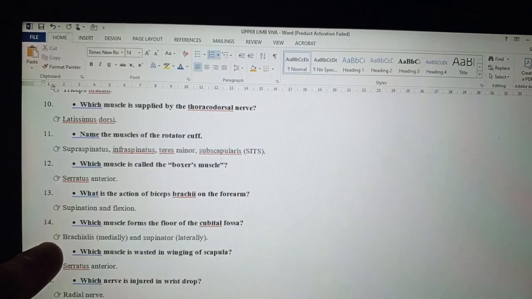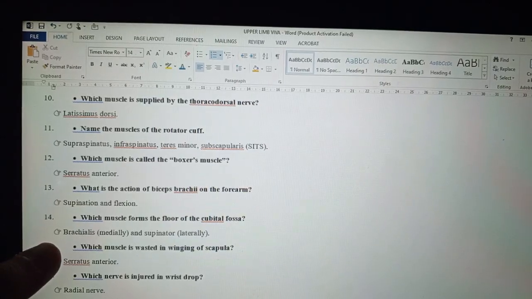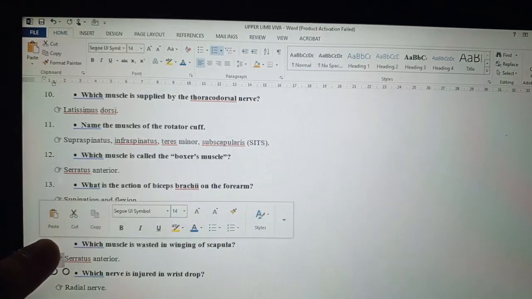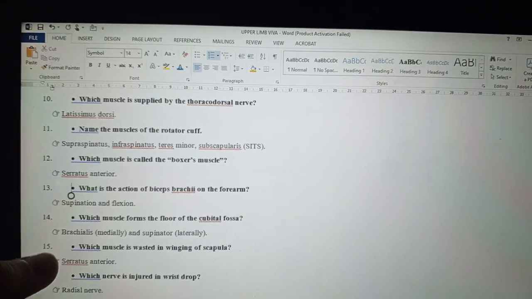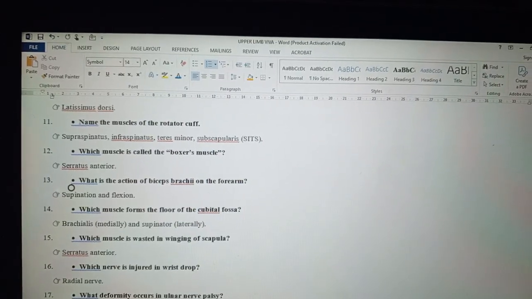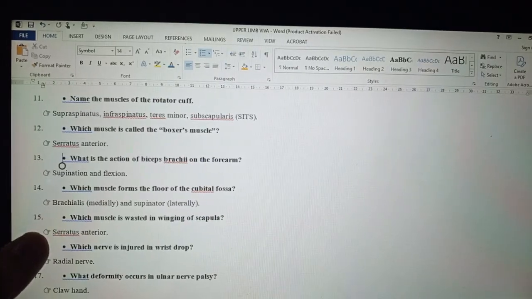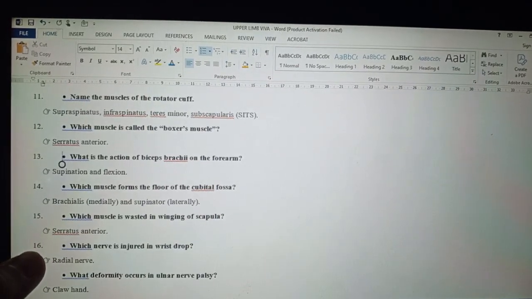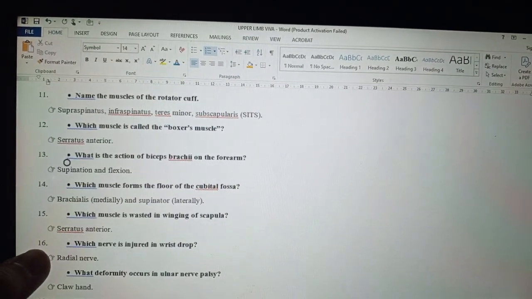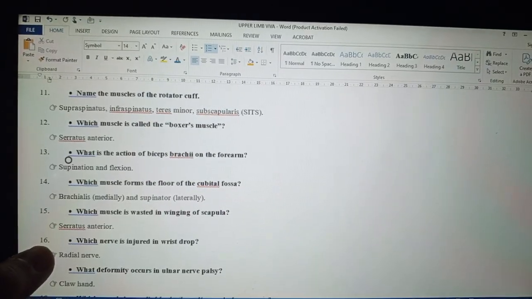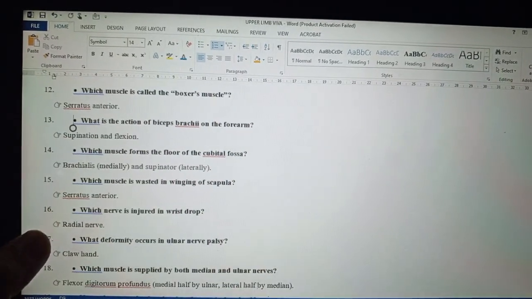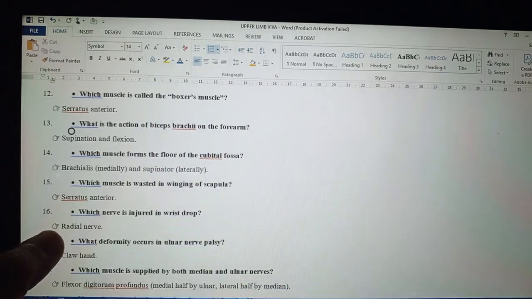Serratus anterior. And pectoralis major is like a jacket muscle, as if you are wearing a jacket. What is the action of the biceps brachii? Supination and flexion. Which muscle forms the floor of the cubital fossa? Brachialis medially and supinator laterally. The cubital fossa is very important from the OSPE point of view.